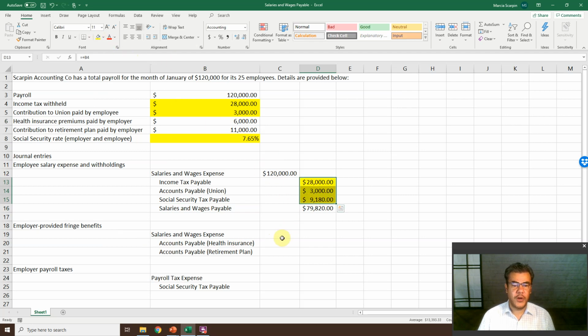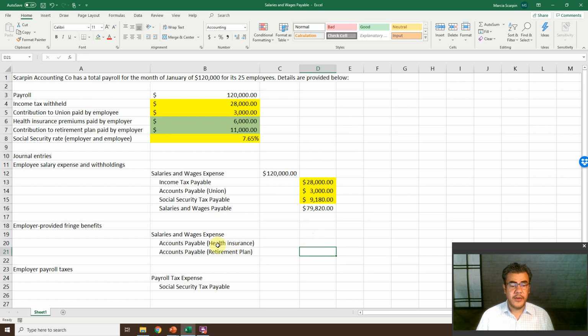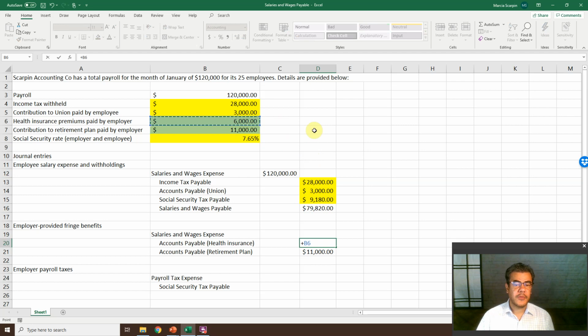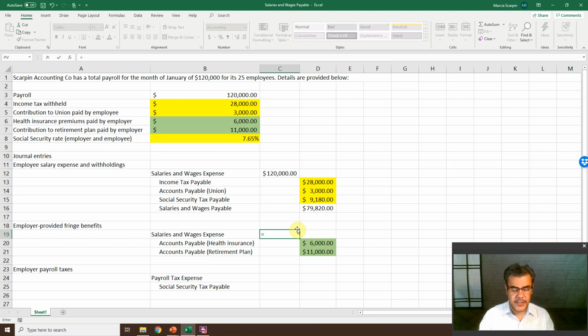To match our yellows, and this is the green one. And here, we don't know how much it is yet, but accounts payable retirement plan 11. Here, the company is not paying directly to the employee. The company is paying to the third party, but the employee has its benefits. And accounts payable health insurance, or health insurance payable or retirement plan payable, the name that fits better for your accounting. And salaries and wages expense is the number to balance.